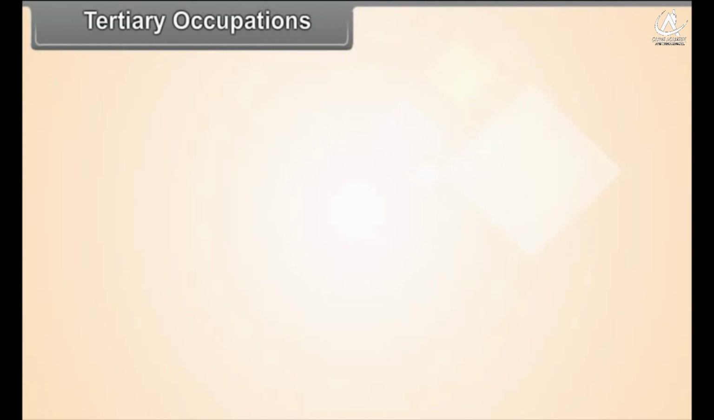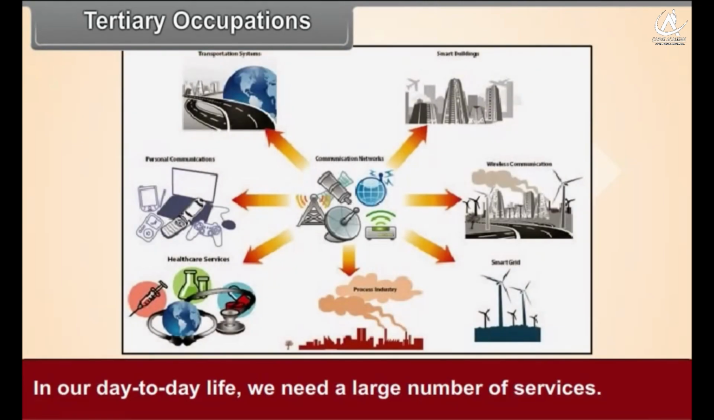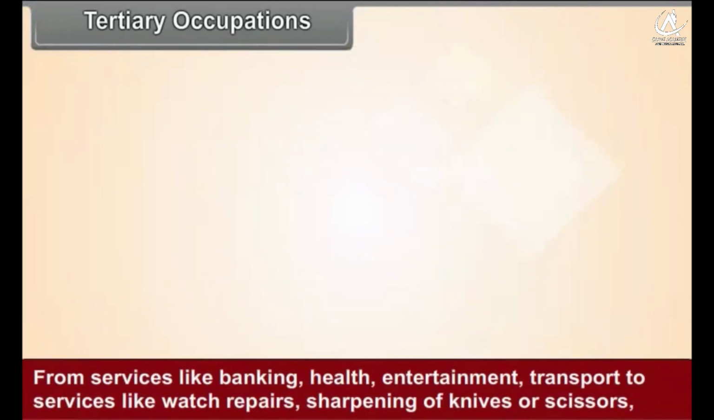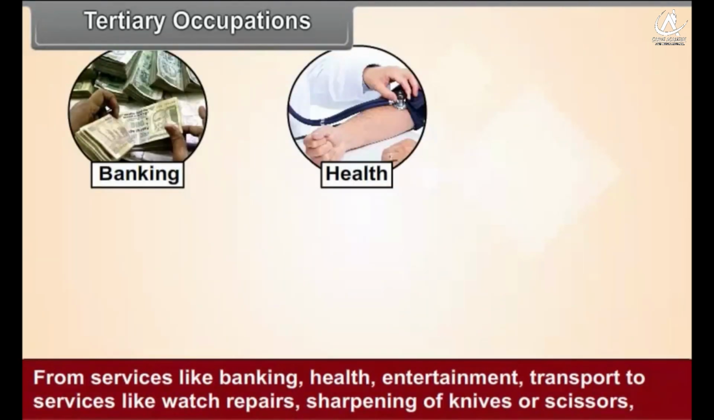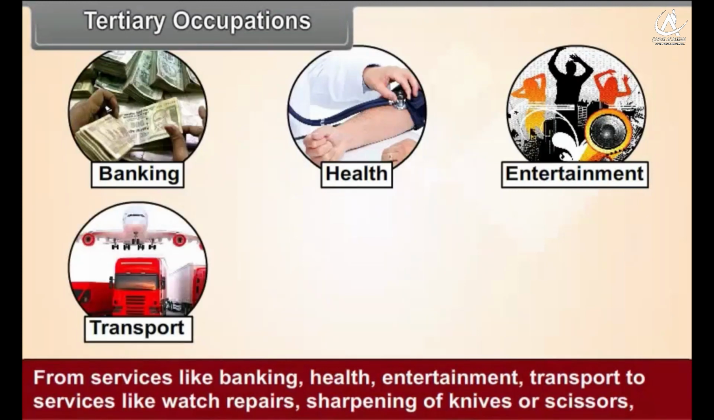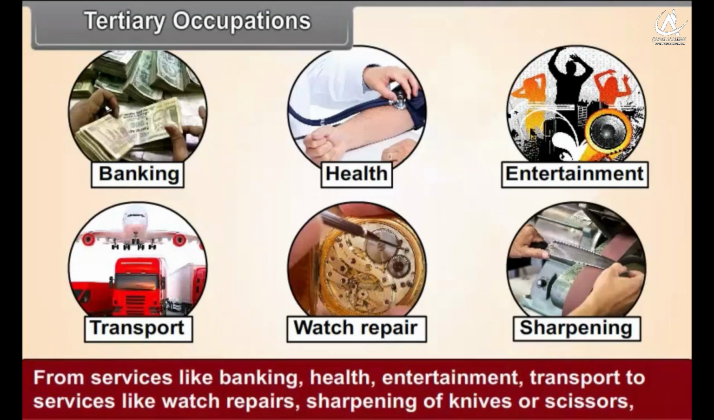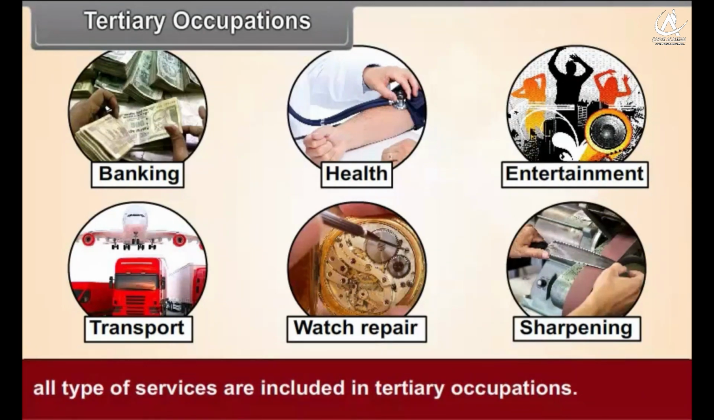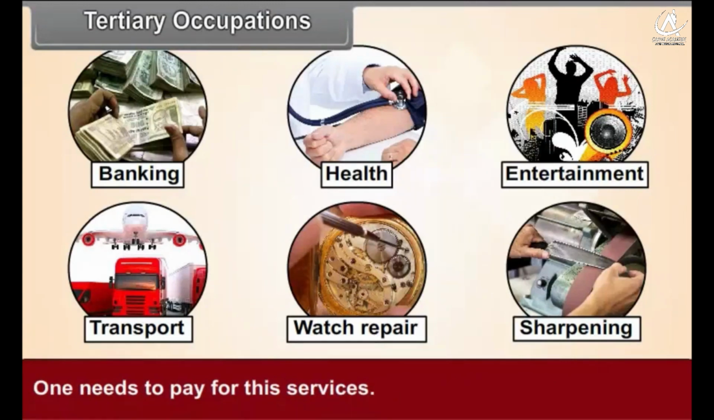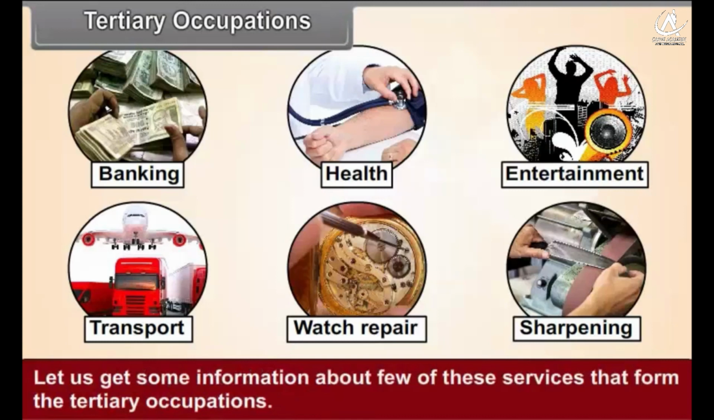Tertiary occupations. In our day-to-day life, we need a large number of services. From services like banking, health, entertainment, transport, to services like watch repairs, sharpening of knives or scissors, all types of services are included in tertiary occupations. One needs to pay for these services. Let us get some information about a few of these services that form the tertiary occupations.